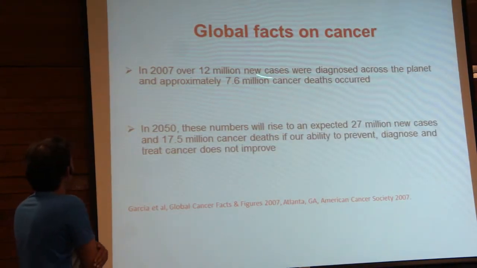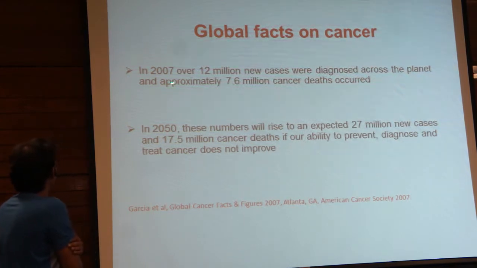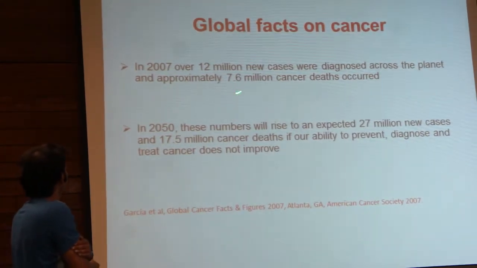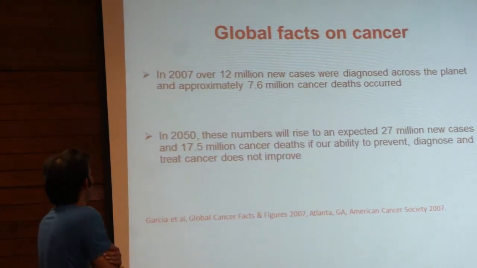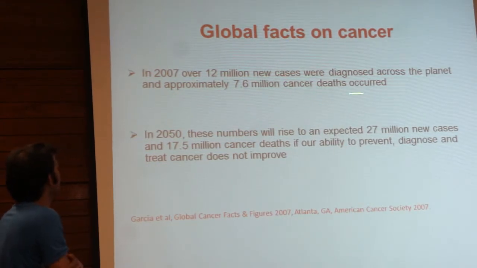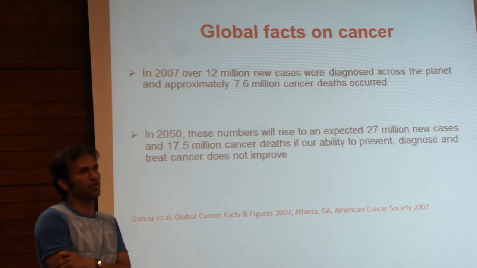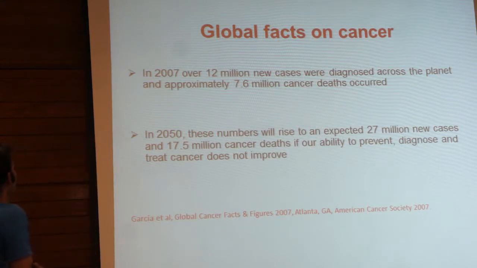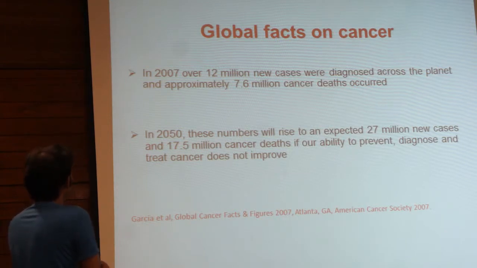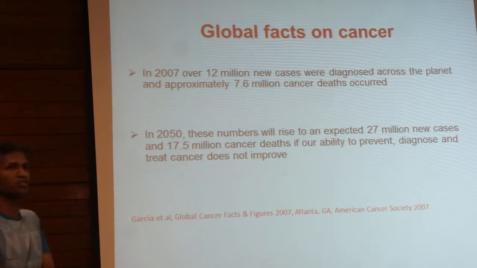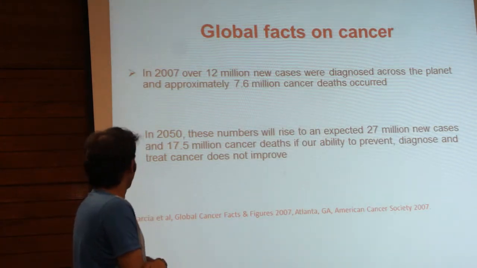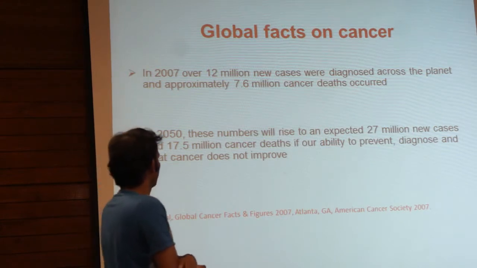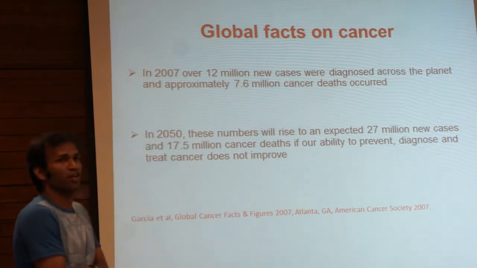Globally, from data for 2007, there are 12 million new cases diagnosed and 7.6 million cancer deaths. Most of the deaths, 70%, happen in poor, developing, or low income countries, because either they don't have complete knowledge of this picture or proper diagnostic techniques. If this continues, by 2050 there will be more diagnosed cases, and 75 million people might suffer due to not having enough knowledge of the cancer genome.